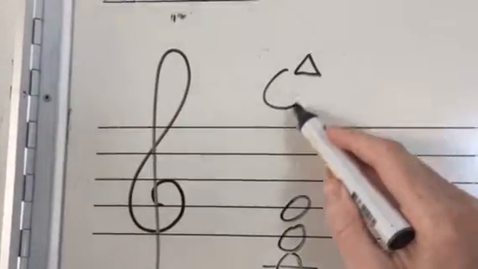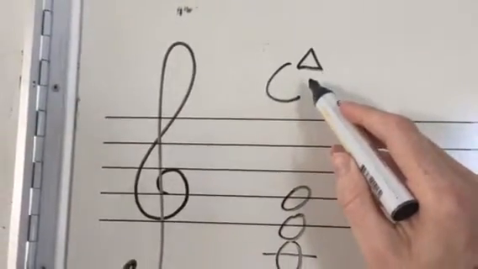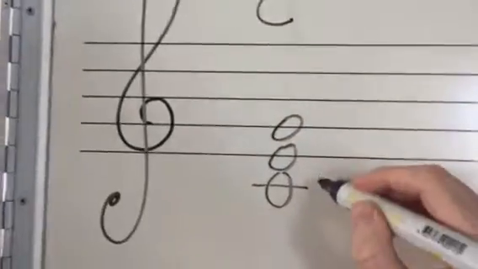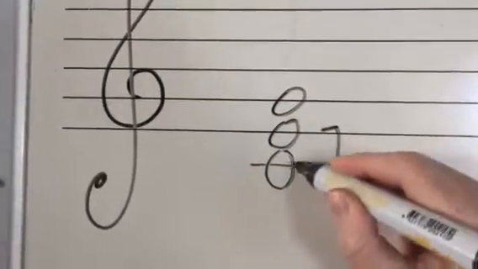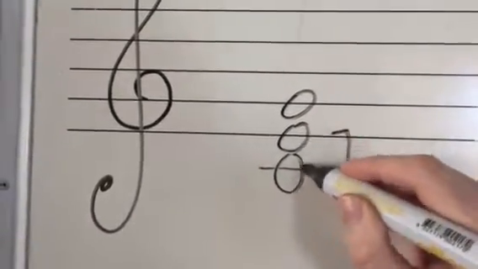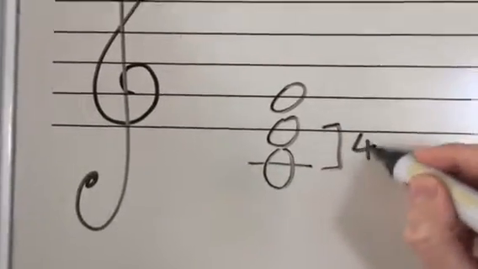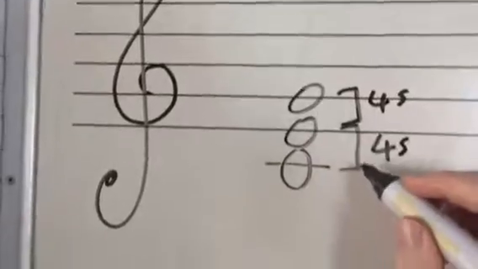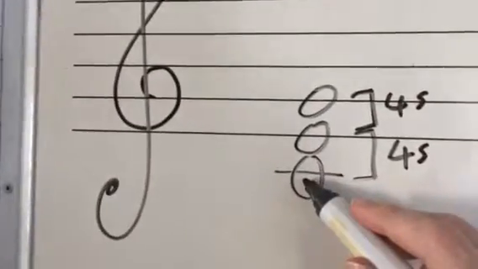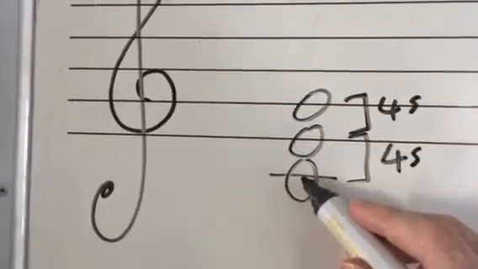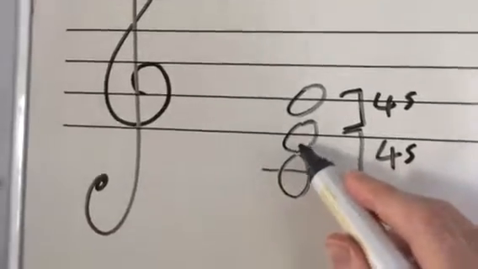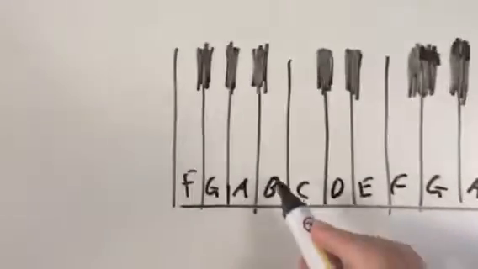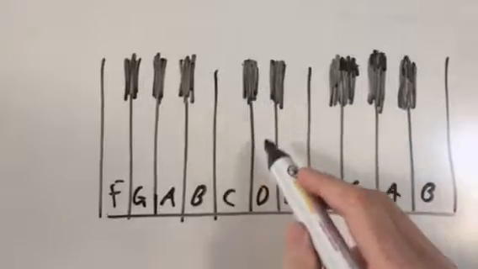Now we need to check that they fit the structure of an augmented chord. So this space between the first and third, that interval needs to be 4 semitones. And so does the next space between the middle and the top. So we can use our keyboard to figure out, is a C and an E 4 semitones? 1, 2, 3, 4. Yes, it is.